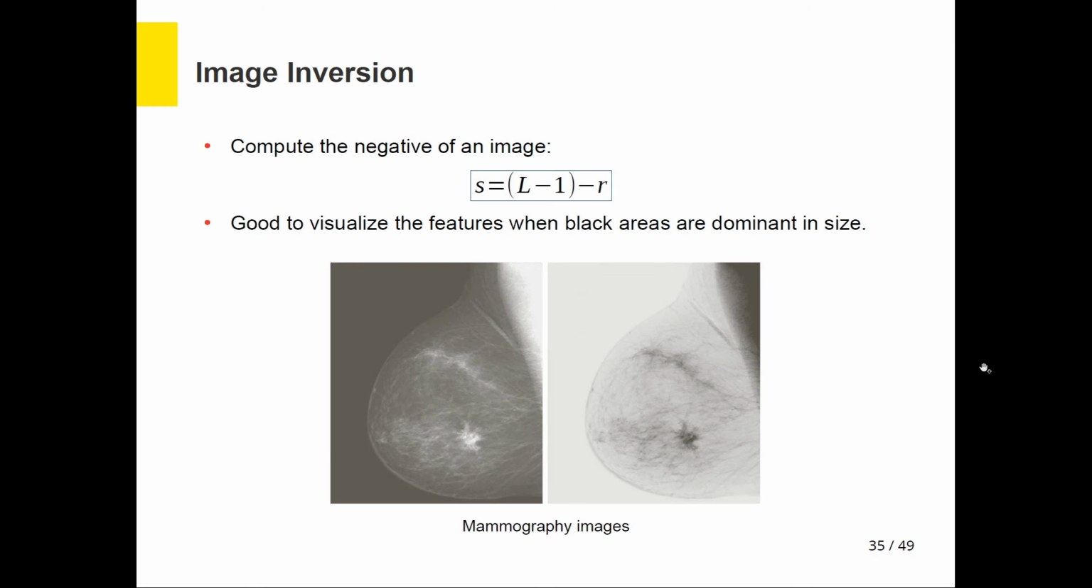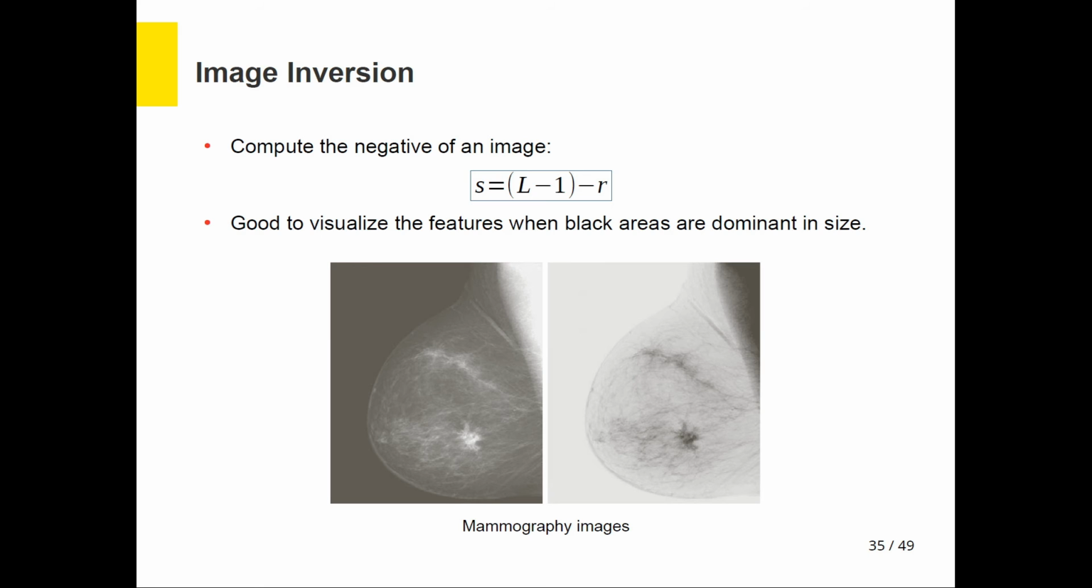So let's go for the first example, image inversion, which is one of the simplest intensity transformation functions that we can have. We already saw an example of it using set operations. To compute the negative of an image, the transformation function looks something like this: S equals L minus 1 minus R. L minus 1 is the maximum intensity value in an image. So if the image is 8-bit, L minus 1 is 255. And it's usually good for visualizing features when black areas are dominant in size in an image.